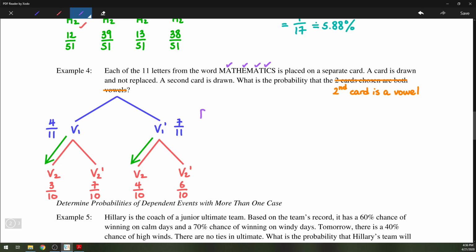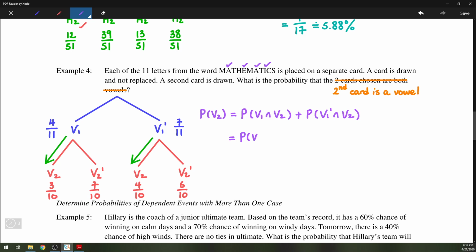So the probability of the second card being a vowel, V2, is equal to the combined probability of both cases. So it could be that you drew vowels back to back, or the first card you drew was not a vowel, but the second one that you draw is. Right, so now we can use the formula from page 1 to calculate the probability.